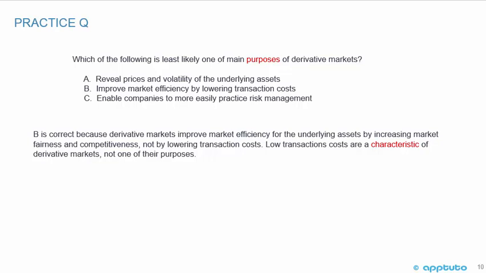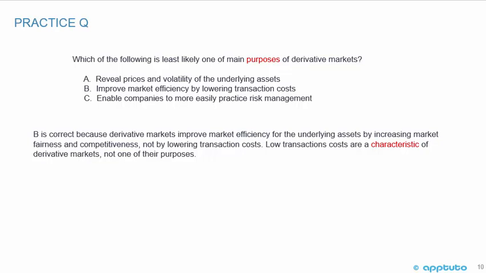It says, which of the following is least likely one of the main purposes of derivative markets? Reveal prices and volatility, true. Enable companies to more easily practice risk management, true. You can do hedging using derivatives, we know that. Improve market efficiency, that is true, but not by lowering transaction costs. Okay, low transaction costs are a characteristic of derivative markets, not one of the purposes. So you have to be careful sometimes.